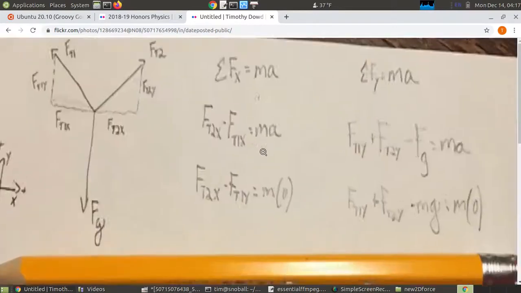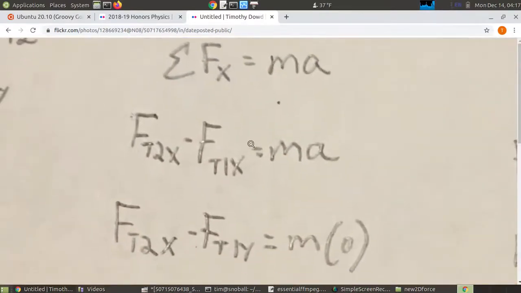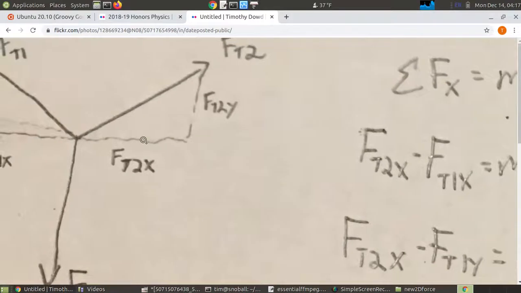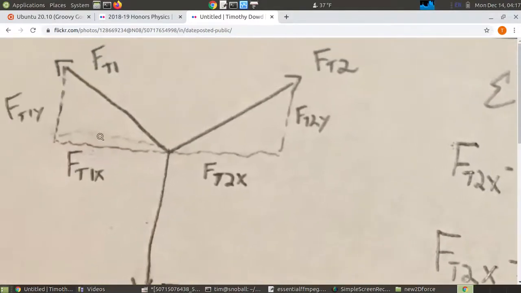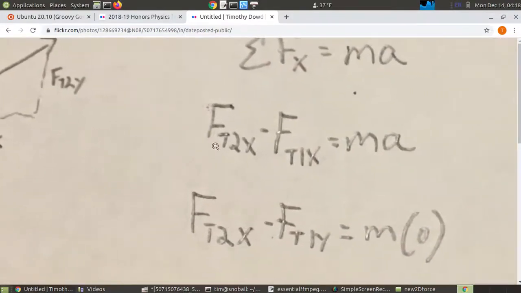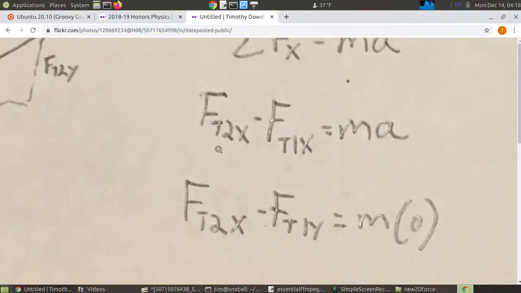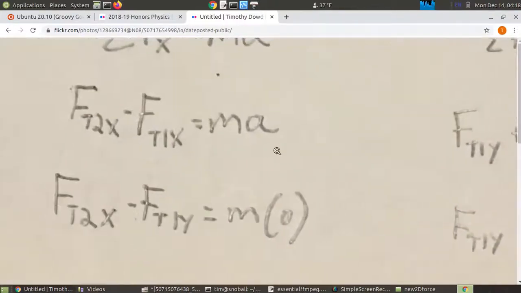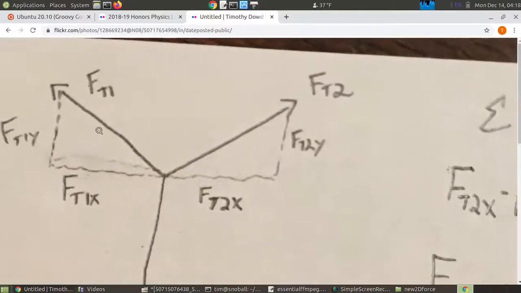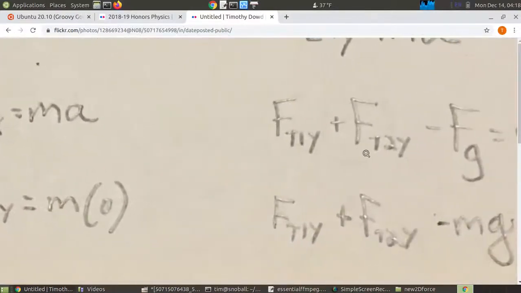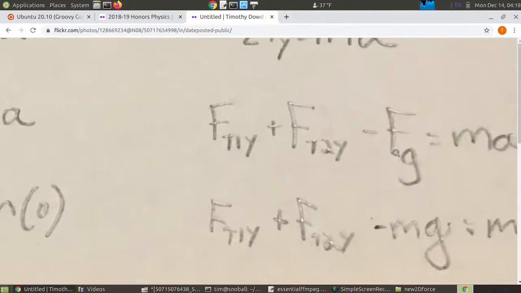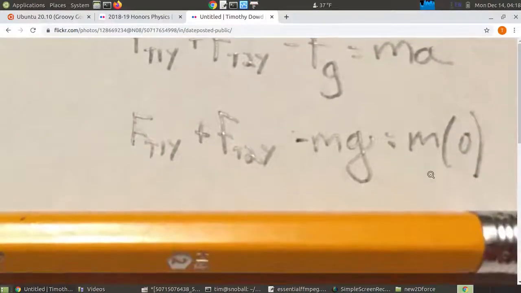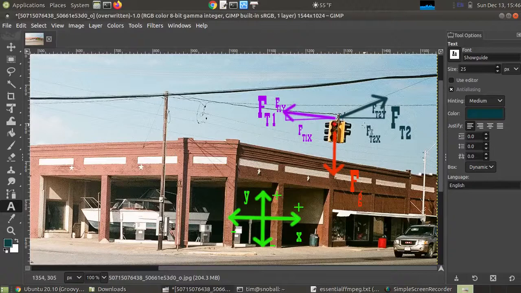So looking at sigma Fx, we see that we have the component of the rightward force minus the component of the leftward force. And since this thing is hanging, not moving, the acceleration is 0. In the y direction, the two tension forces are both pointing up, so they add together, and the downward force is gravity. And again, no acceleration.